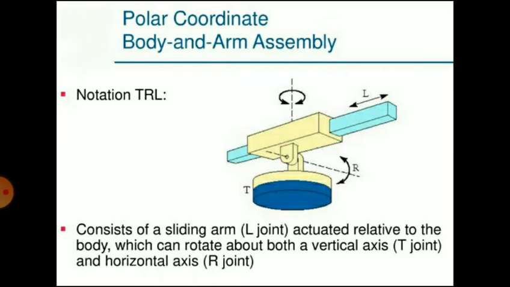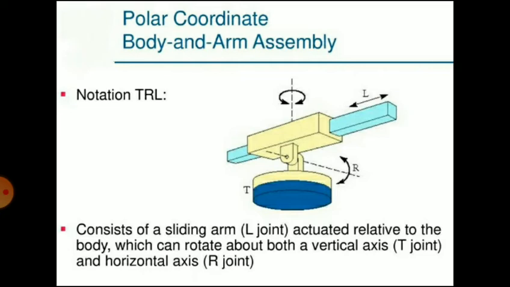The notation for the polar configuration is TRL. T means a twisting joint, R means a rotational joint, and L means a linear joint.